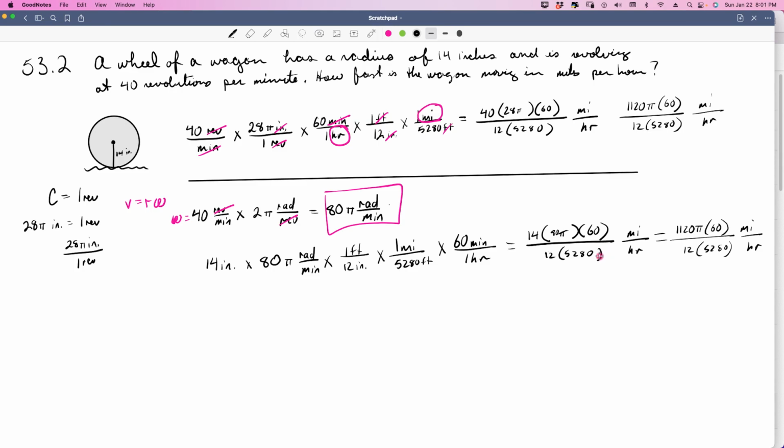It just depends on which. You can do either way. You can solve it either way. It's good for you to know this. Velocity is radius times omega, and omega is going to be the revolutions per minute times your radians per revolution.